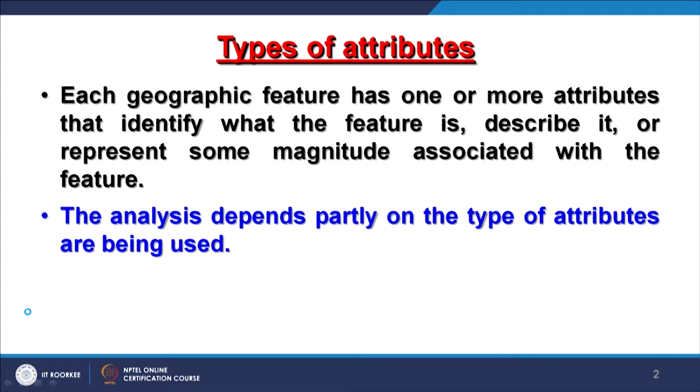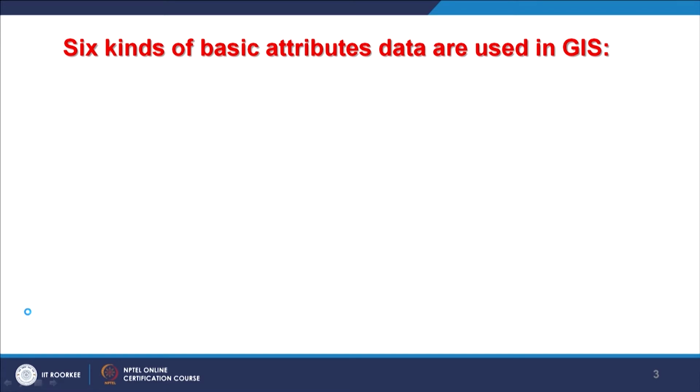Now, a lot of analysis will depend on the type of attributes being used. The type may be simple character strings, or numbers of different types, maybe an integer number, maybe a real number. If a real number, what is the precision? Maybe some other types of data like date, time, or bearings in degrees between 0 and 360 degrees, and so on. These are basically how the data will be stored or how the system will understand it.